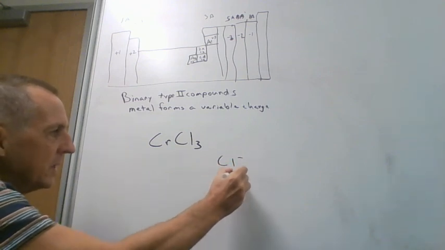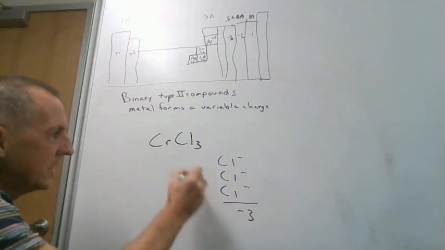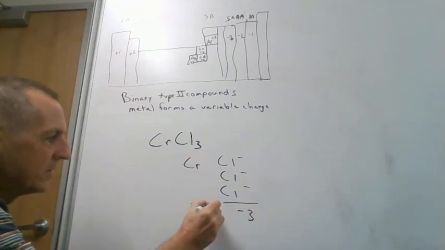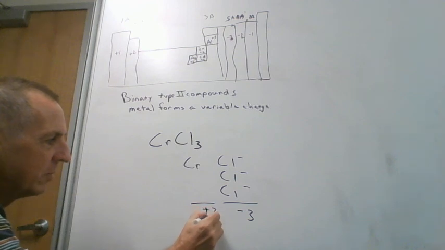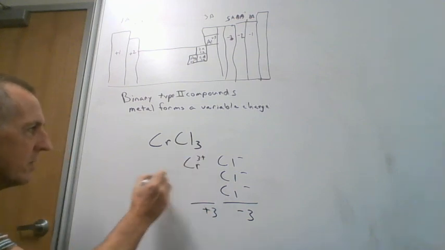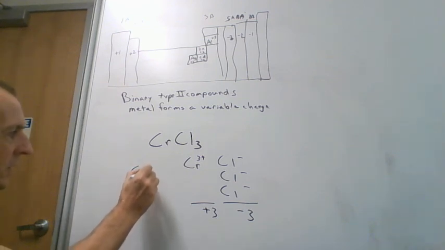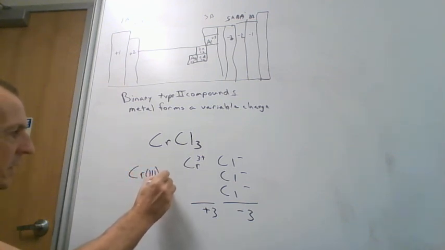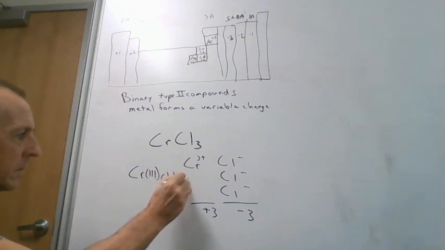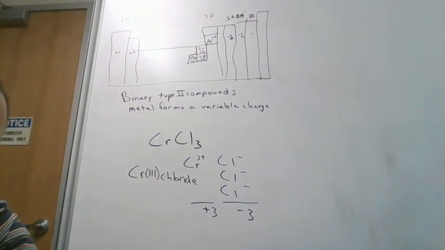So we have 3 -1 charges, we have a -3. So the chromium has to balance that -3 with a +3, so this has to be chromium 3+. So we have chromium 1, 2, 3, and then chloride. Right. And that's how we do binary type 2 compounds in both directions, from a formula to a name and from a name to a formula.